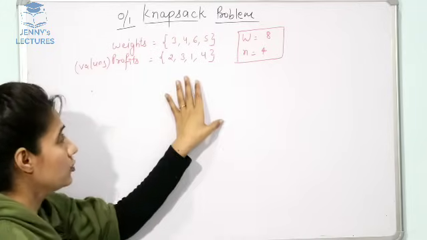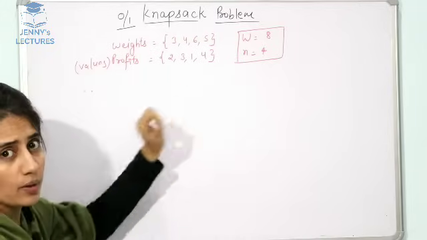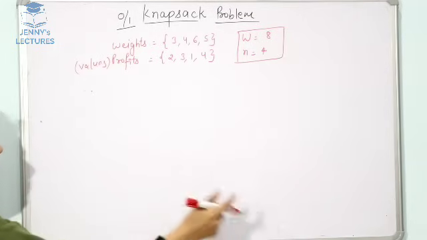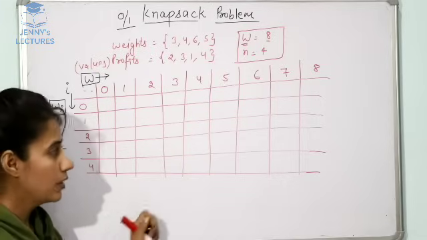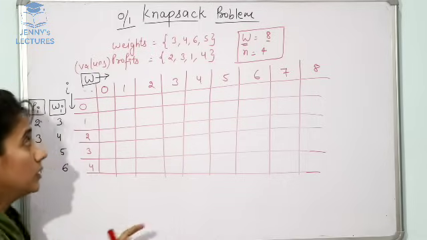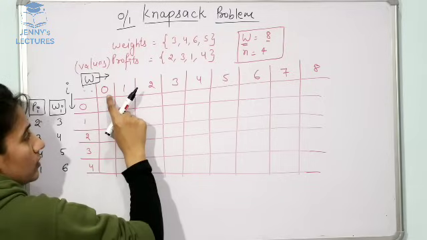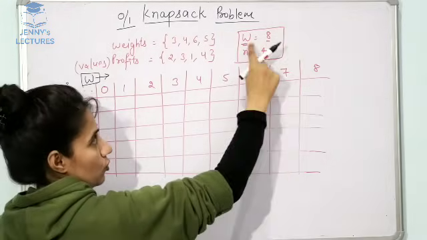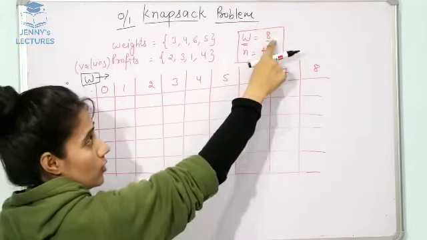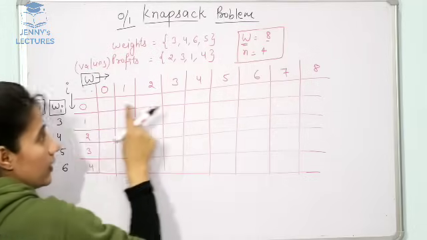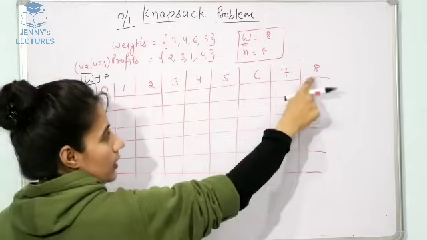Fine. Now how would this problem be solved using the dynamic programming approach? The very first thing is you are supposed to draw a matrix. Okay, now this is the matrix you have drawn. So this side we have taken what? From 0 to 8, because the total weight given is what? 8. The bag you have, its total maximum capacity is 8. Then you will write from 0 to 8.